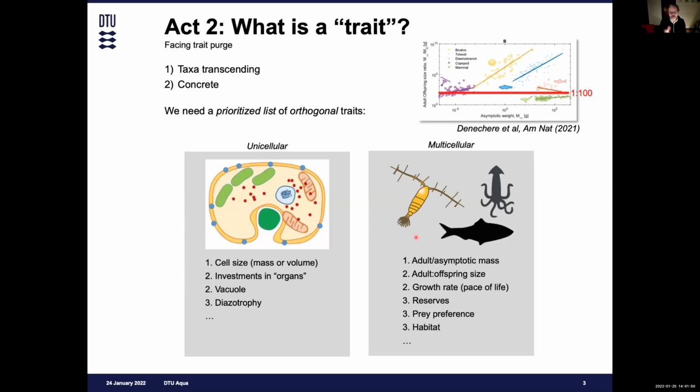Further down, I would say something related to reserves or seasonal strategy, in particular in high latitude environments, prey preference, habitat selection. For instance, are you high or low in the water column comes up here. I don't think that this is a discussion that we need to have. And of course, it also depends on the application, what you choose here.